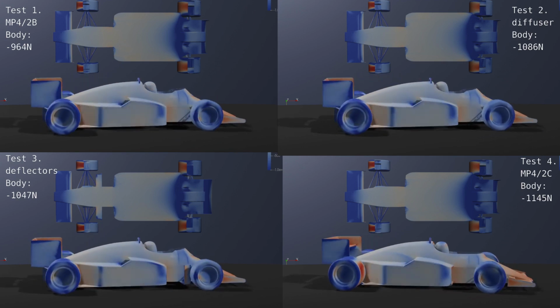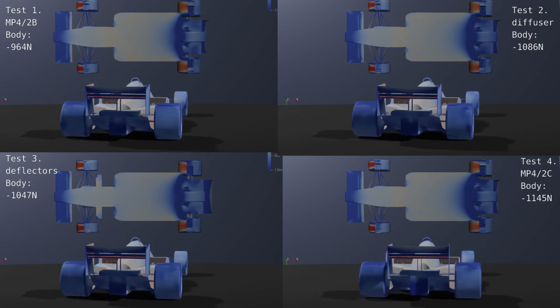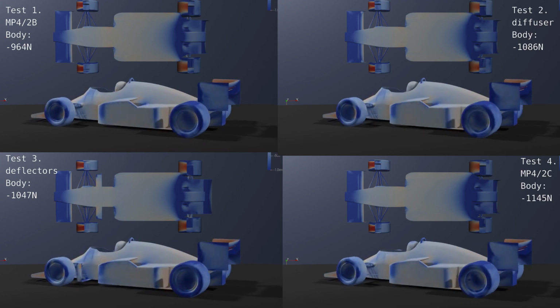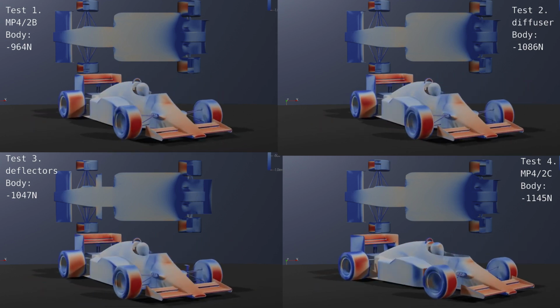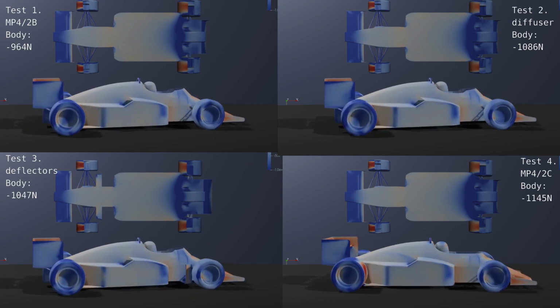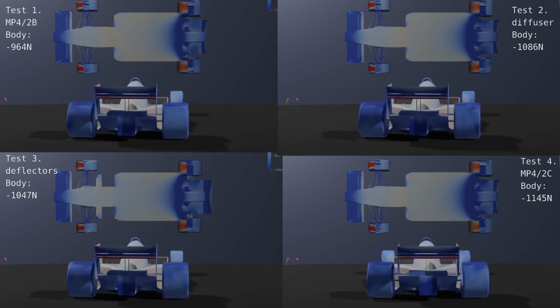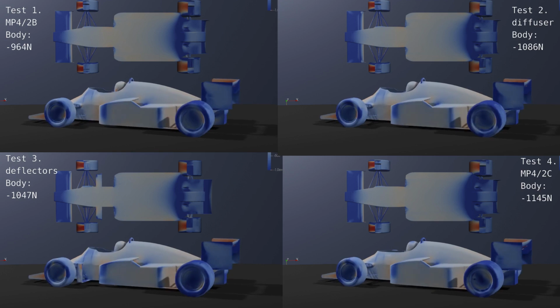The next highest downforce value from the floor came from Test 2. Even though the changes in numbers aren't large, it is apparent which floor is more effective. There is one point to highlight here. The high intensity blue doesn't continue very far into the diffuser, suggesting flow separation.